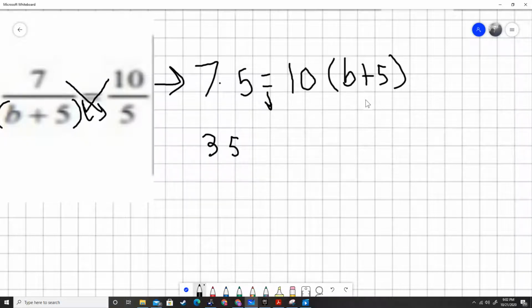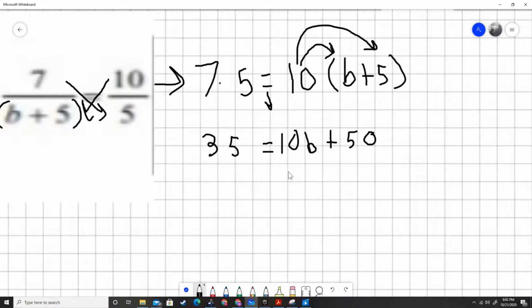35. On the other side, this 10, since it's outside of a set of parentheses and being multiplied, I need to distribute inside the parentheses. So I have 10 times b, which is 10b, and then 10 times 5, which is 50. All right, so now we have our equation written out: 35 equals 10b plus 50.